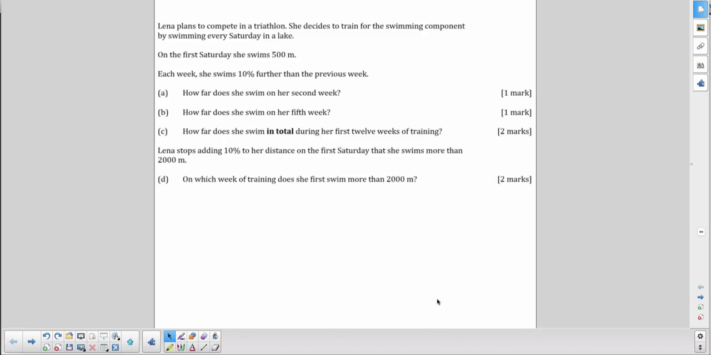Let's solve this question about Lena, who is training to compete in the triathlon. So in the triathlon she needs to swim, and in order to train to swim she decides to swim every Saturday. On the first Saturday she swims 500 meters. Then we're told that each week she swims 10% further than the previous week. And we have some questions here to answer about that.